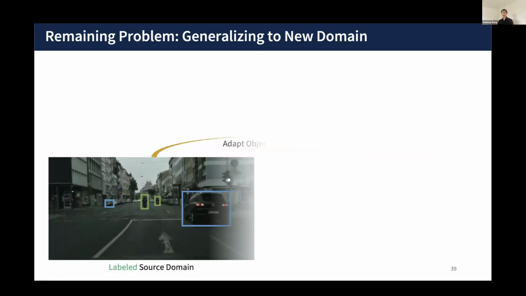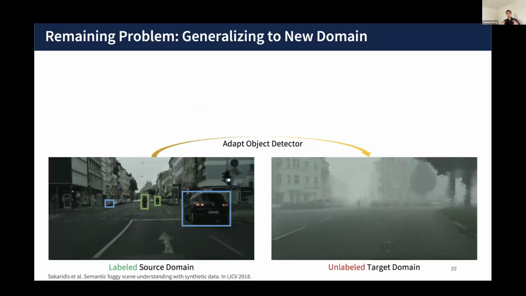The object discovery we discussed relies on motion cues from videos. What if we don't have any motion cues? Or even more challengingly, what if objects come from a new target domain without any explicit labels? Let's look into the task of unsupervised domain adaptation for object detection.